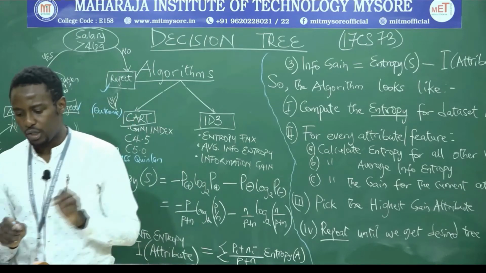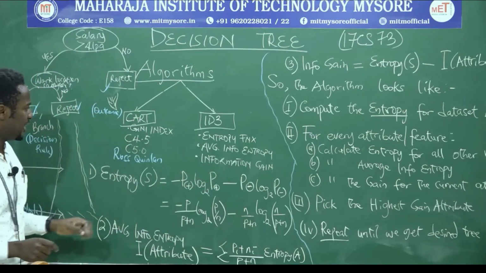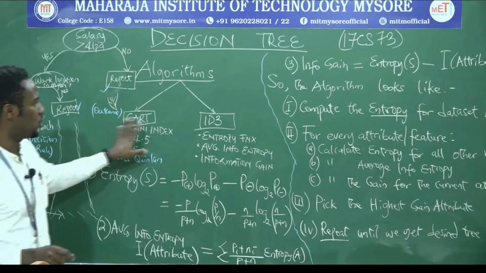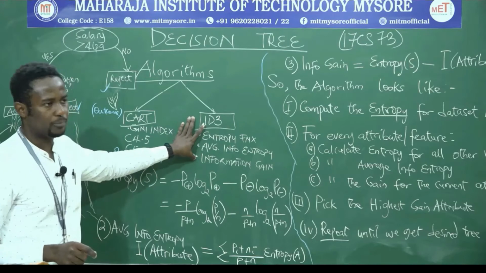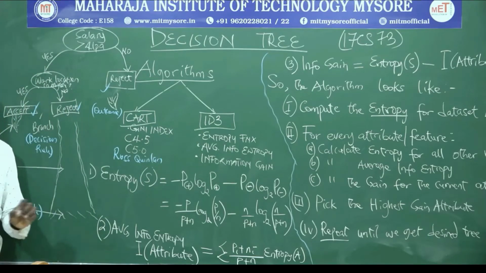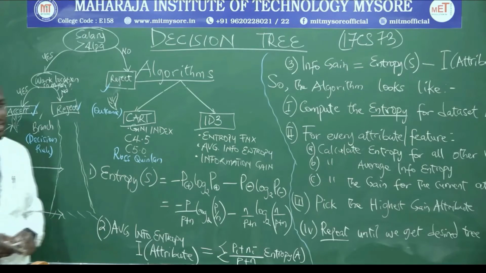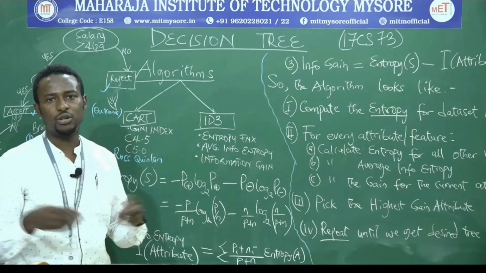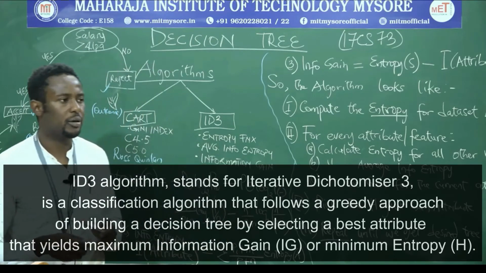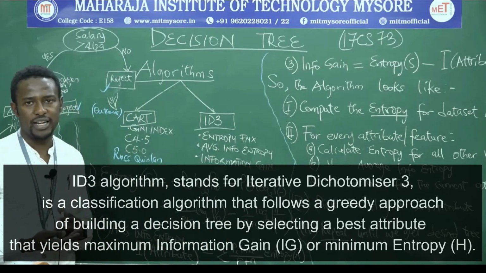So, keeping this in mind, we will not look into CART, classification and regression trees. We will look into the ID3 tree. Remember, ID stands for iterative dichotomizer. So what is iteration? Iteration is just about repetition, right?